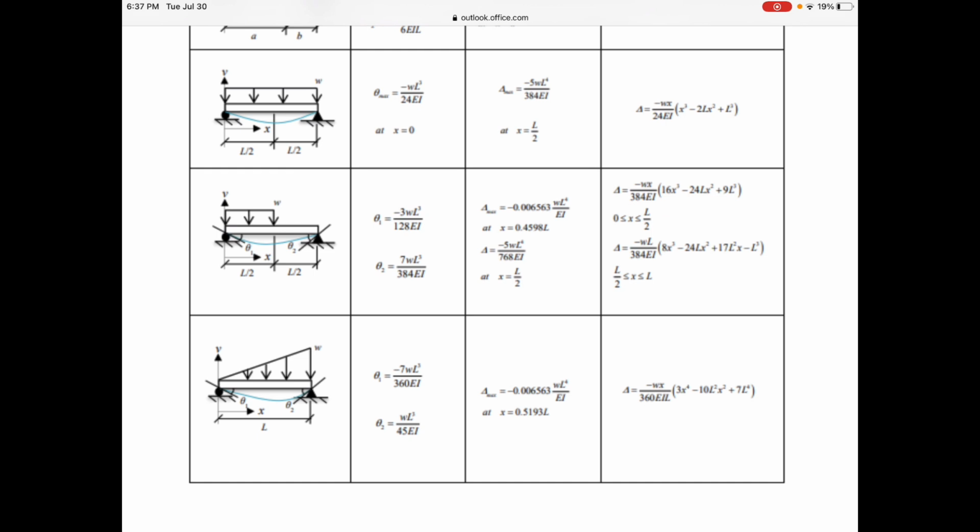Okay, so again, the left column shows you the load case. The second column shows you formulas for the rotation angle. The third column gives you deflections either at a particular spot or at a maximum value. And then the rightmost column gives you the equation of the elastic curve, which is a polynomial equation.